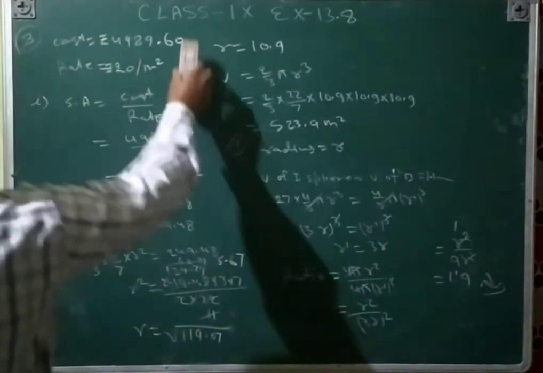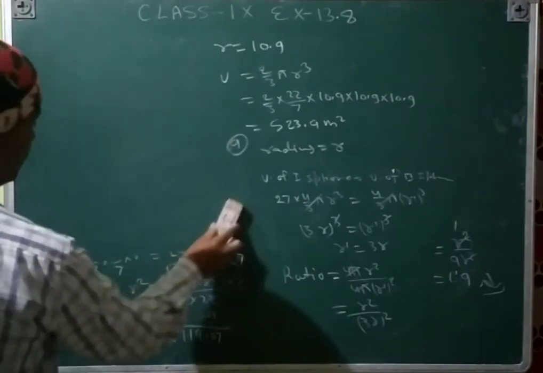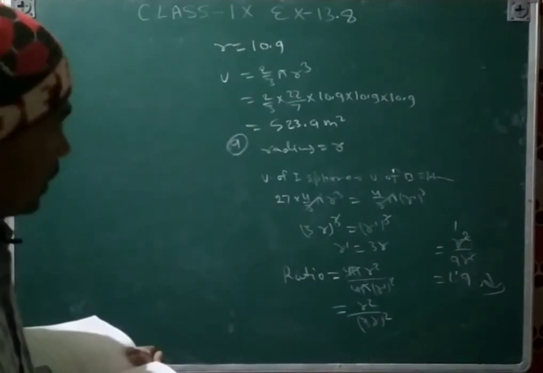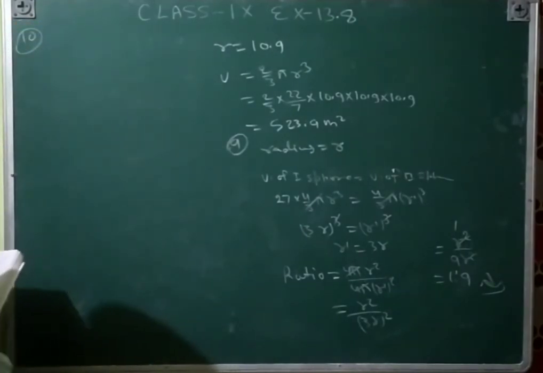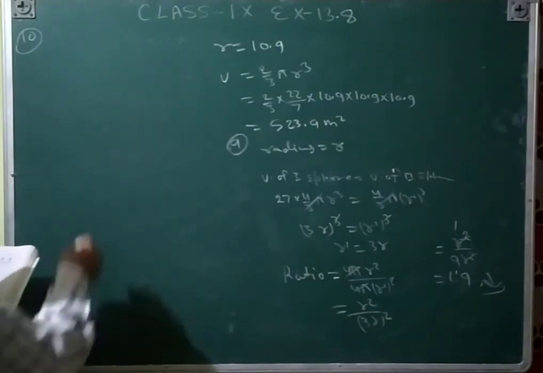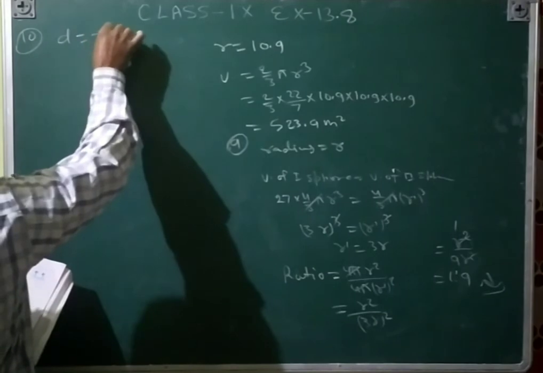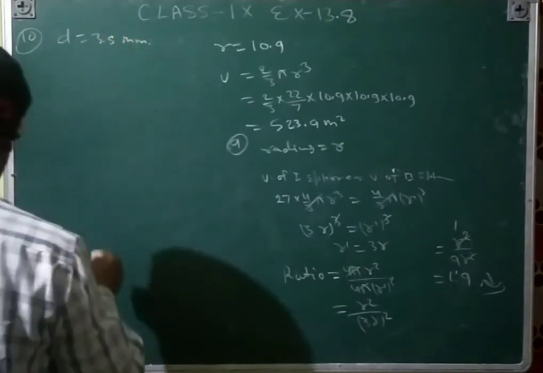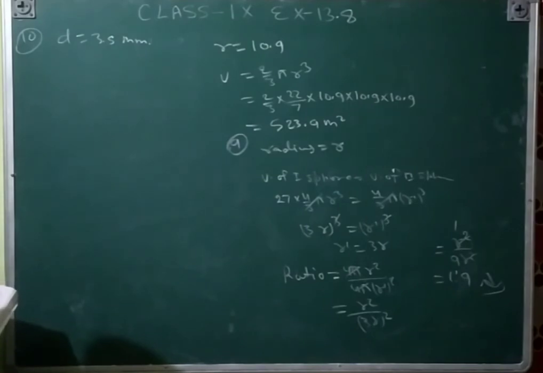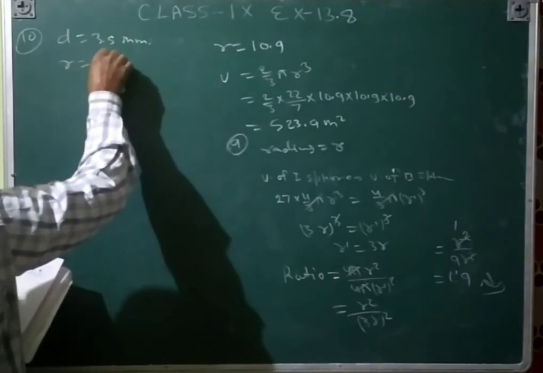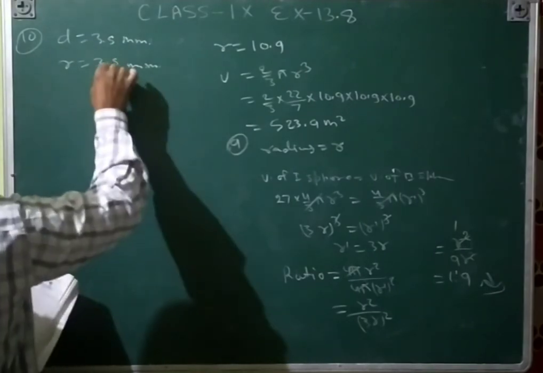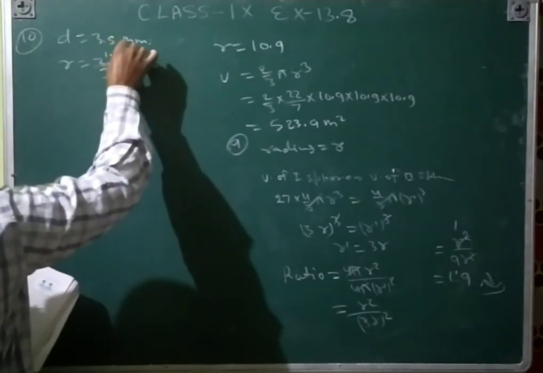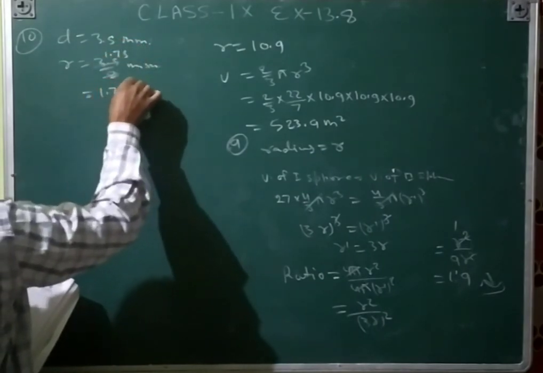And then the last question, the 10th question. A capsule of medicine is in the shape of a sphere of diameter 3.5 millimeter. How much medicine in mm cube is needed to fill this capsule? So r is equal to 3.5 upon 2 mm, that is 1.75 mm.